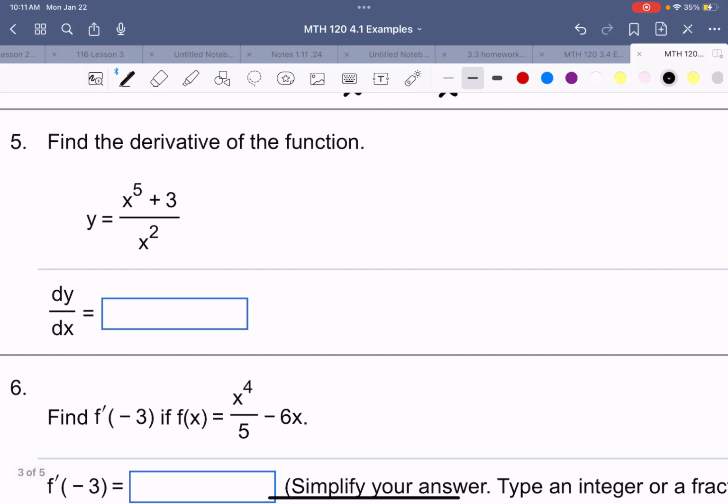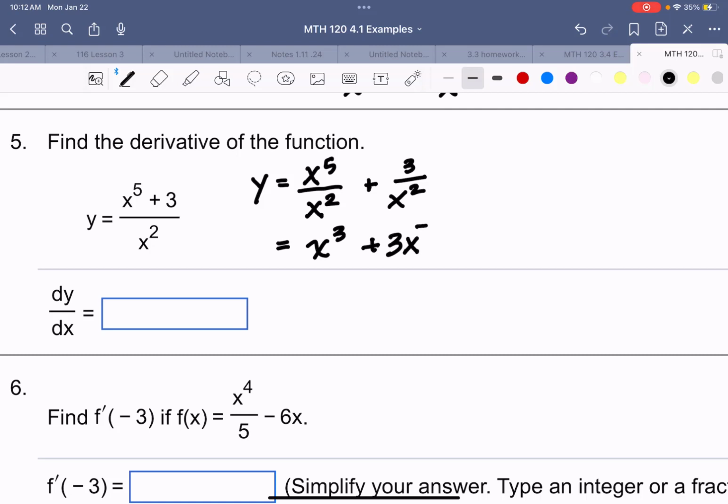Example number 5. Find the derivative of the function y equals x to the 5th plus 3 divided by x squared. So we're going to rewrite this as individual terms by writing each term over the common denominator. I'm going to do a little reducing then. This is going to be x to the 3rd because we subtract our exponents. And then I'm going to write this one with a negative exponent, and now both of those fit our power rule, y equals cx to the p, where you have a coefficient. Remember y prime, coefficient, times the power, times x to the power minus 1.